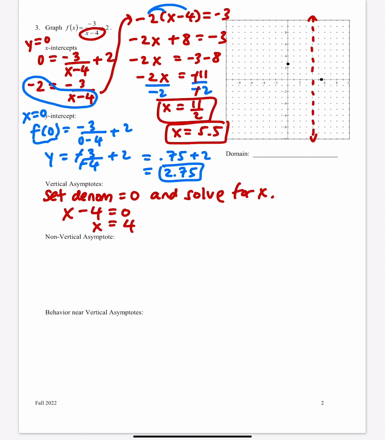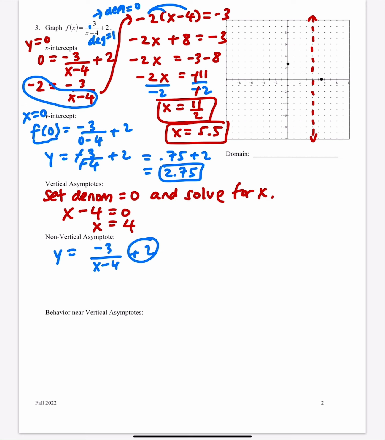To find the non-vertical asymptote, we need to decide if we have a horizontal asymptote or a slant. Horizontal asymptotes occur when the degree of your numerator is less than or equal to your denominator. This numerator has a degree of 0 because there's no x. The denominator has a degree of 1. When the degree of your numerator is less than the degree of your denominator, then the horizontal asymptote should be 0.